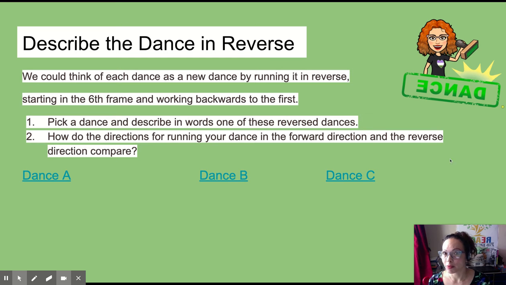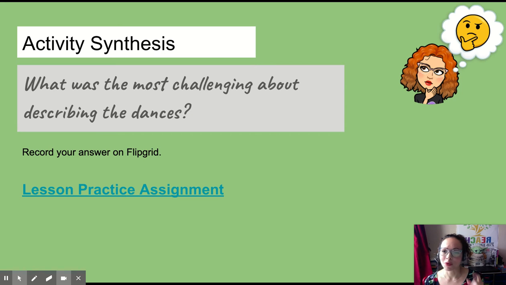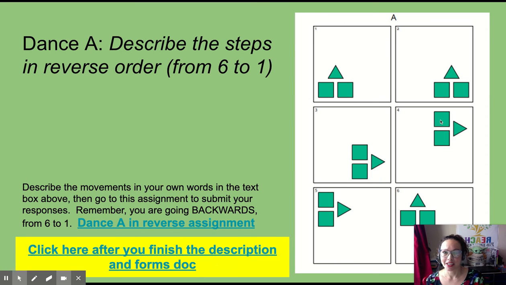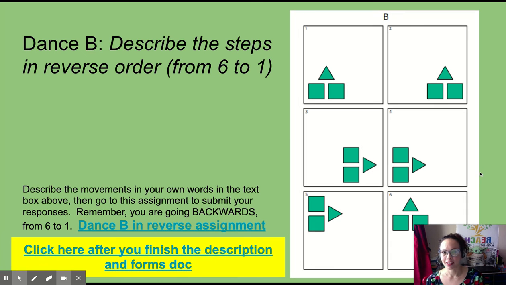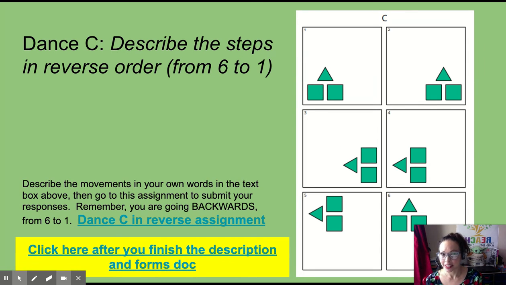Then you're going to describe that dance in reverse. So if they were going from left to right, now are they still going from left to right or are they going from right to left? At the very end, I want you to think about how you could explain what the most challenging part of that activity is. So this is an assignment in Google Classroom. It's a Google Forms assignment. This is an idea of what this is going to look like, okay? So you'll see dance A, dance B, and dance C, and your job is to describe them.